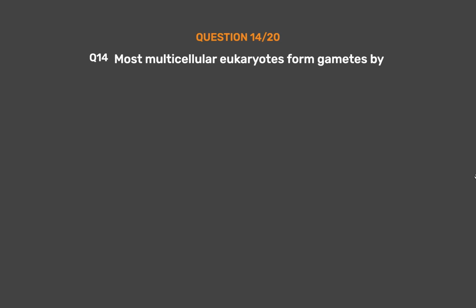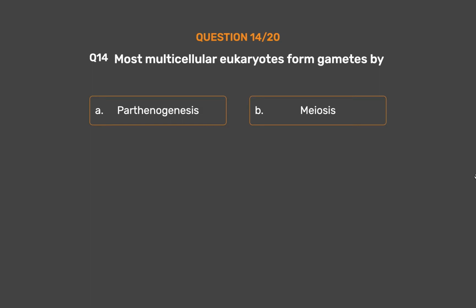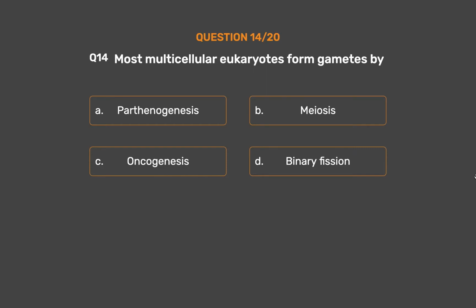Question number 14. Most multicellular eukaryotes form gametes by: Option A. Parthenogenesis. Option B. Meiosis. Option C. Oncogenesis. Option D. Binary fission.